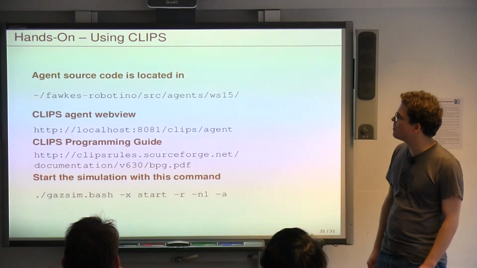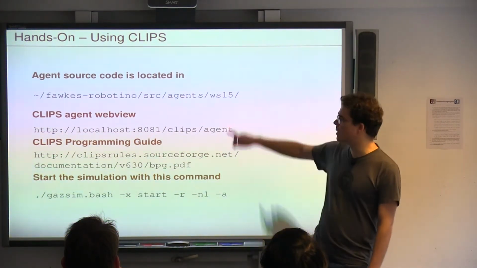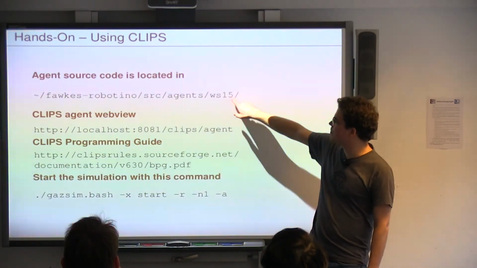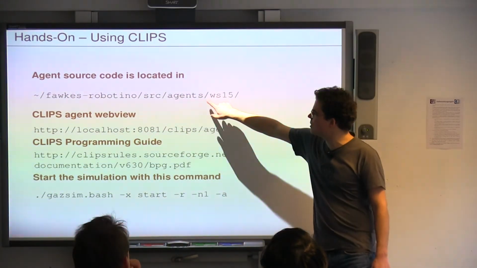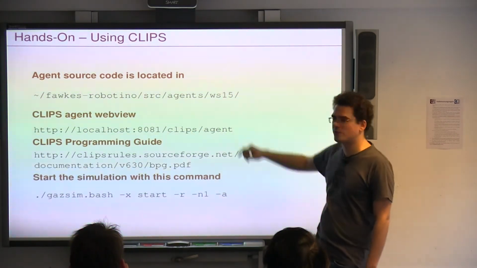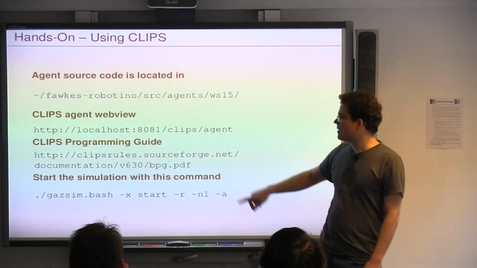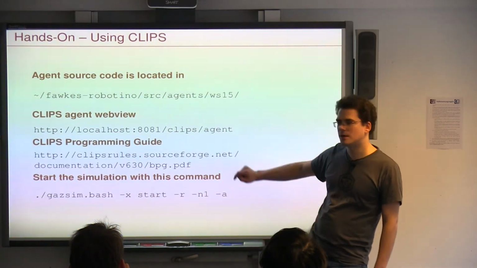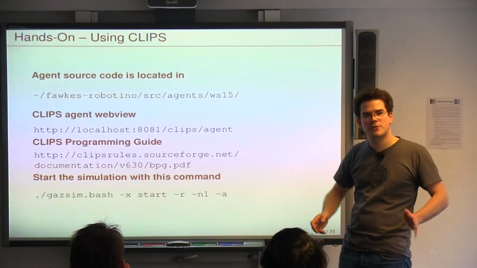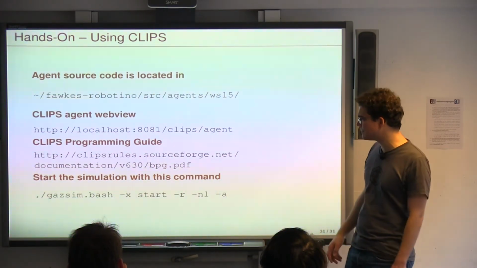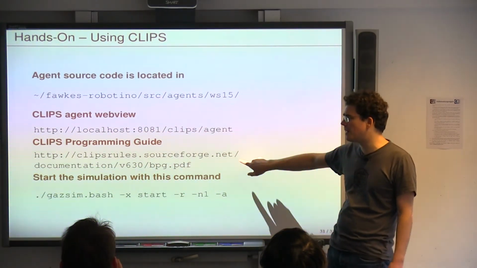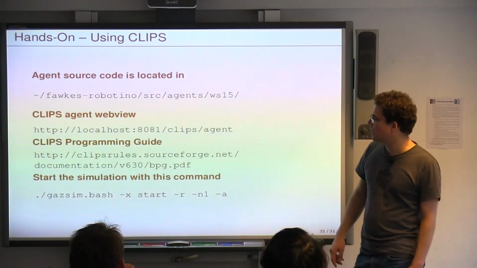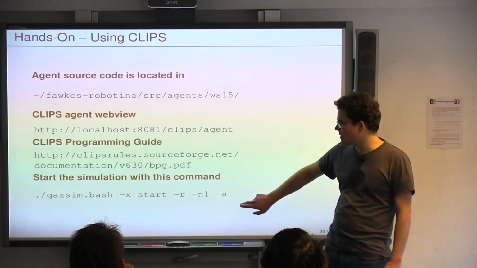So for the information, I will provide a download. I will put it on the wiki when we're going down. You can extract it in the agent folder. So in this folder, you'll find the agent files. If you want to check on the current world model, you can do this at this address. So this is where you see the fact base and what your current world state is. The CLIPS programming guide, which you will definitely need, can be found here. And you start the simulation with this command.